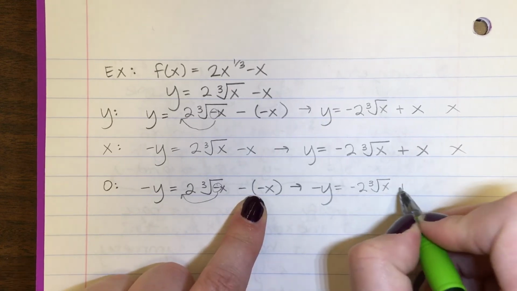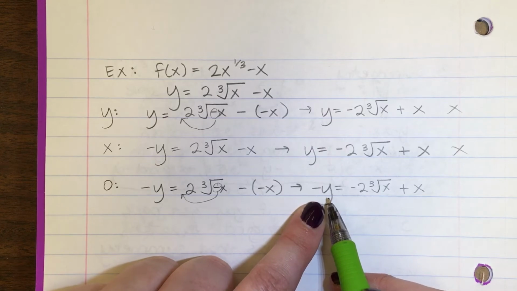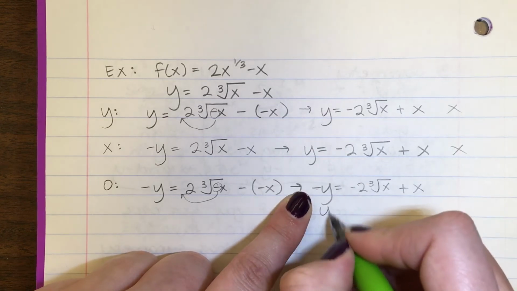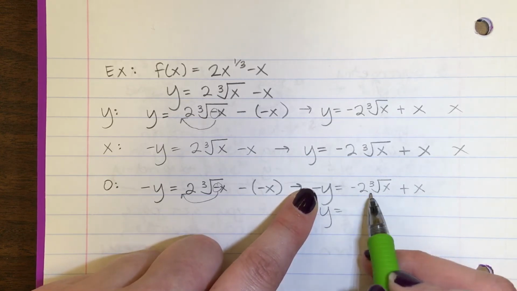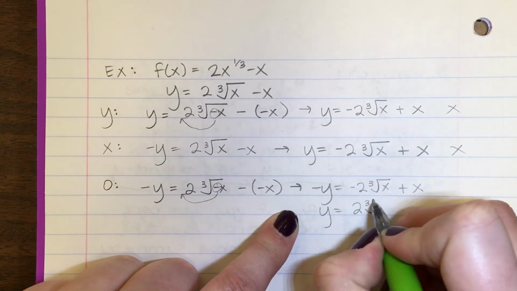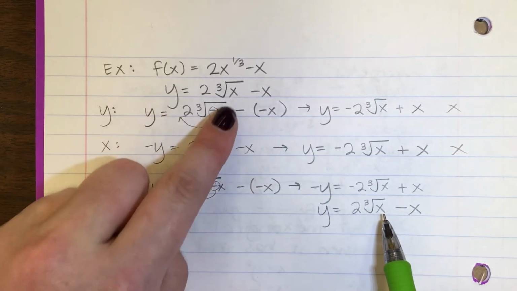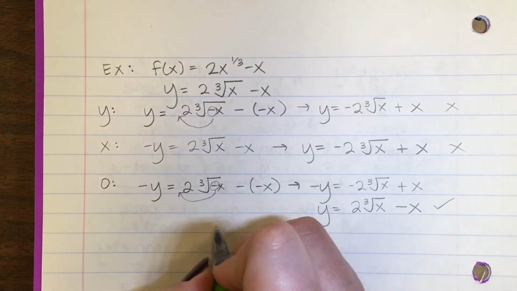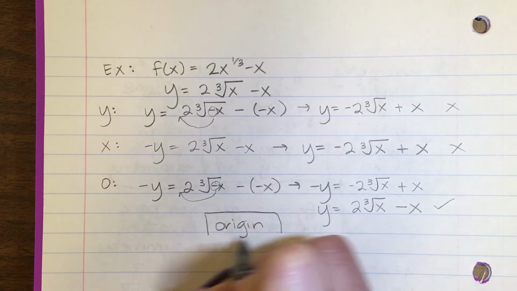And I know that minus minus made a plus. And if I remember the work that I did for the second part, that means that I take this negative and I divide it over to the other side. So I'm going to have y. And then when I divide it over to the other side, it changes the signs of both of these terms. So that'd be 2 third root of x minus x. And now if I compare it back to the original, it's actually identical. And so that means that this particular equation was symmetric to the origin.